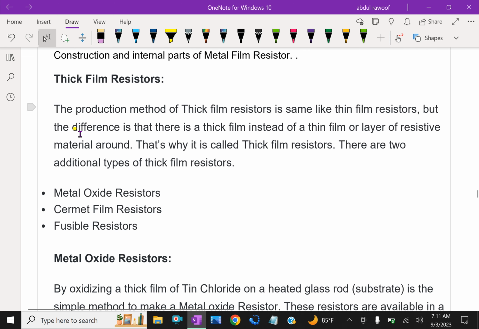Thick film resistors. The production method of thick film resistors is the same as for thin film resistors, but the difference is that there is a thick film instead of a thin film as the layer of resistive material around it. That's why it's called thick film resistors.